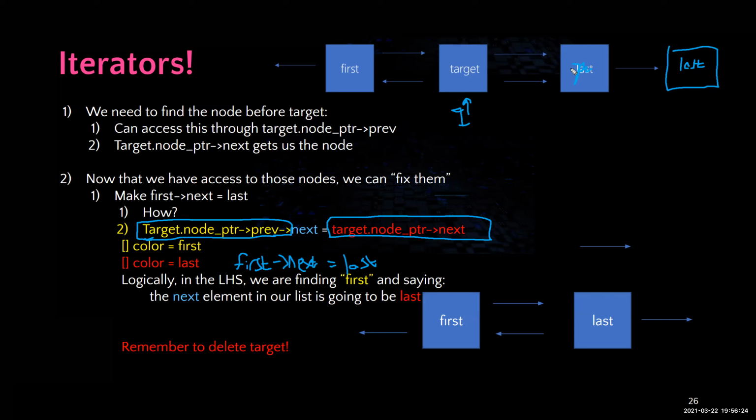All right. And then what does target dot node pointer mean? So that accesses the node pointer that our iterator is pointing to. I guess I can change this to I, so it'll make more sense. The iterator is called I. So I dot node pointer, and that'll get us the value of target, and I'm saying target previous. Okay. And that'll get us first.